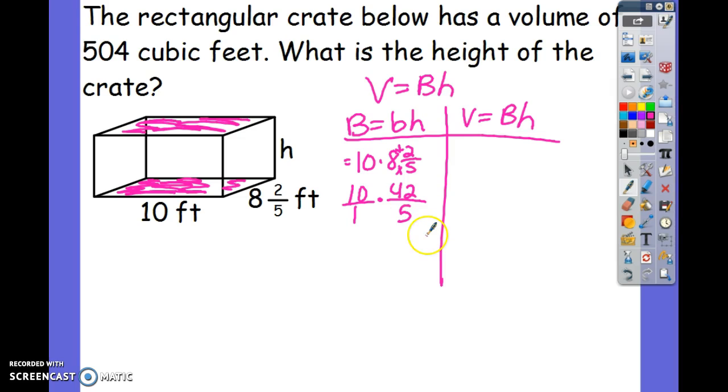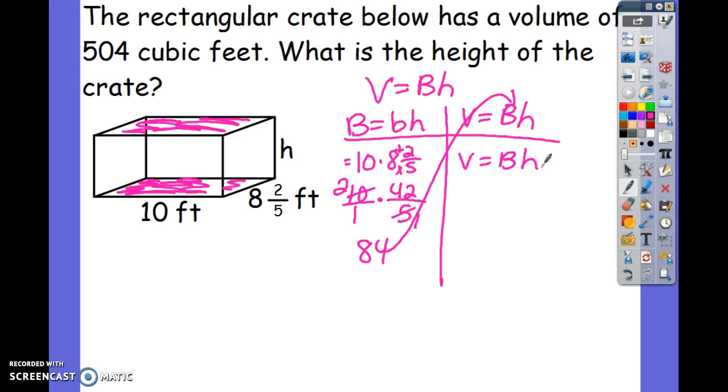We want to make sure that we can simplify, and in this case we can. 5 divided by 5 is 1. 10 divided by 5 is 2. So 42 times 2 is going to give me 84. So the area of the base of the prism is 84. Now I need to take this 84 and use it over here in the substitution for the volume formula, because capital B stands for area of the base.